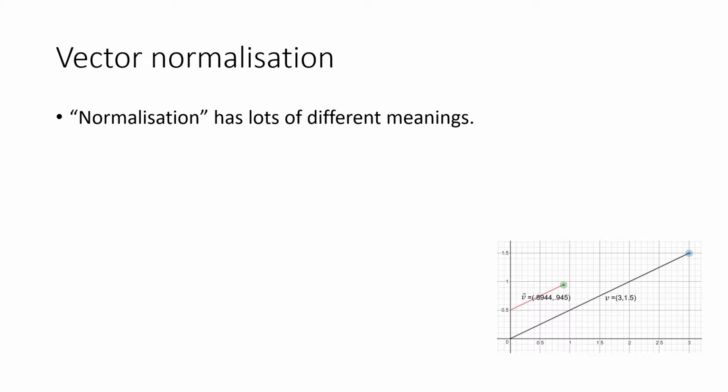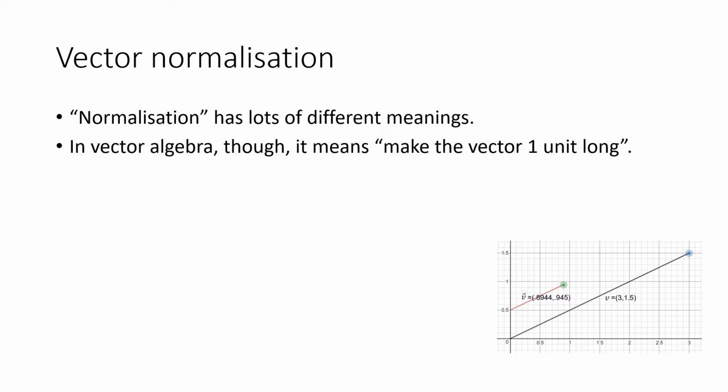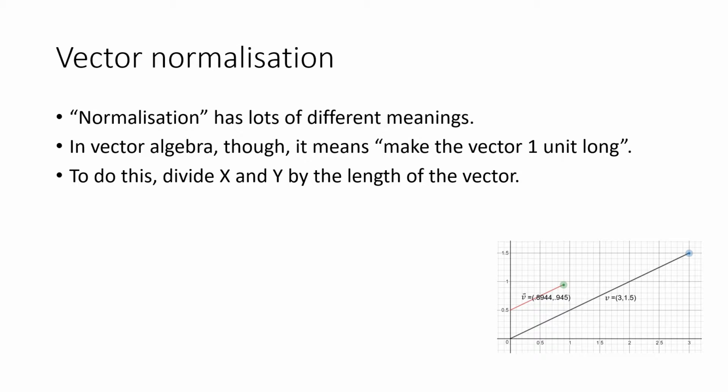Normalization, not quite so easy. Now, normalization is one of the bugbears I have about maths. It's a word that's used a lot, and it means different things depending on the context. But in this context, it means make a unit vector, or a vector 1 unit long. So to do this, take the x and the y of the vector and divide it by the length of the vector. And it's given that little hat symbol above it.